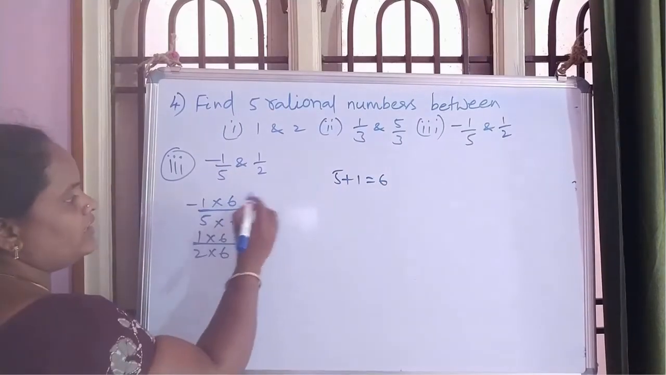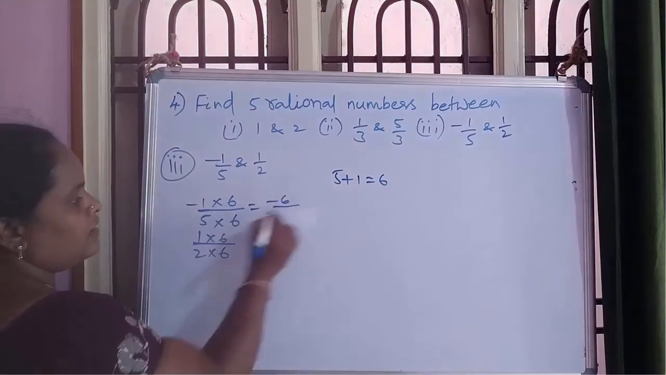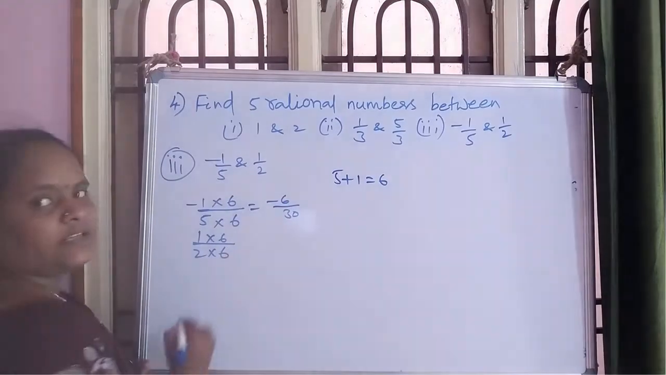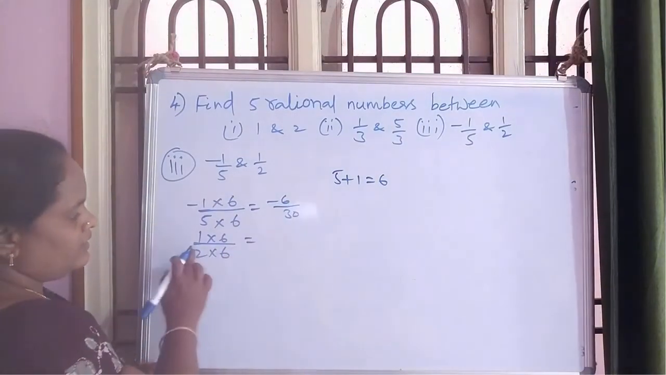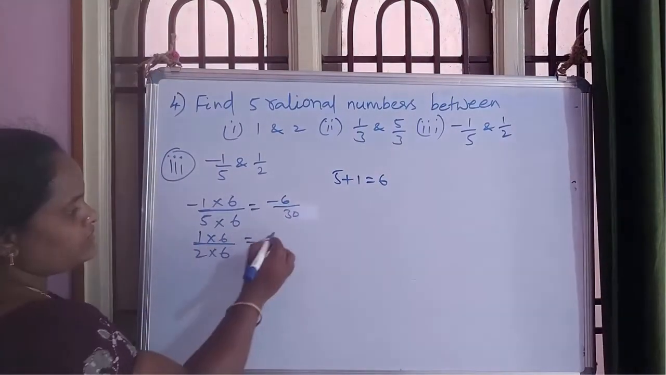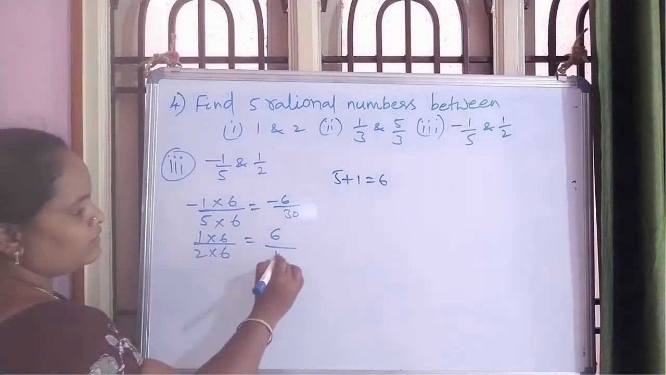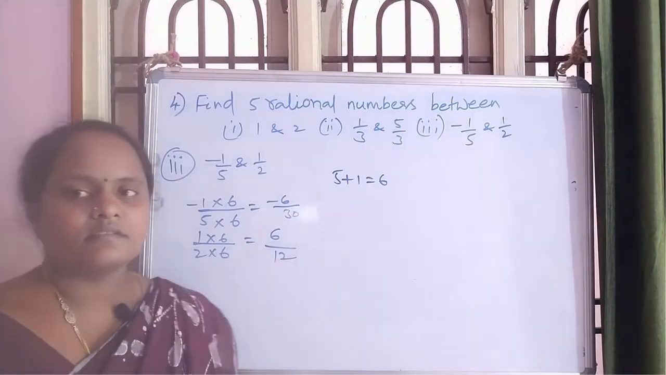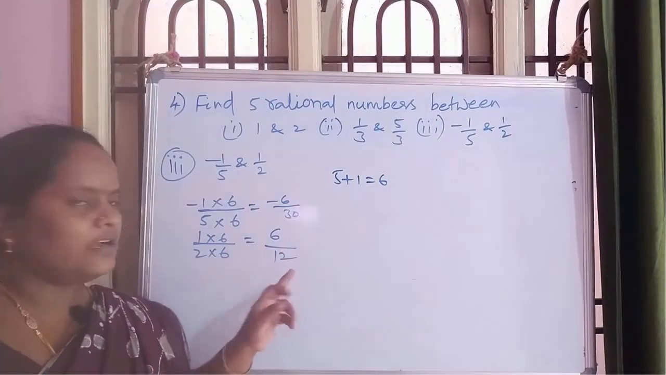Here minus 1 into 6 is minus 6. Down 5 6 is 30. 30 is the denominator. Here in the other one, 1 by 2, 1 into 6 is 6. 2 6 is 12. 12 is the denominator. Just check the denominators 30 and 12.